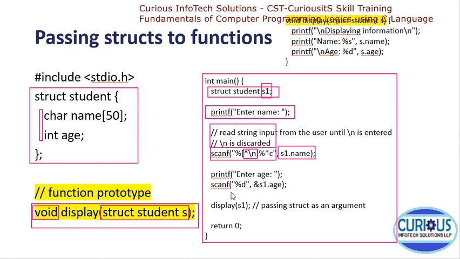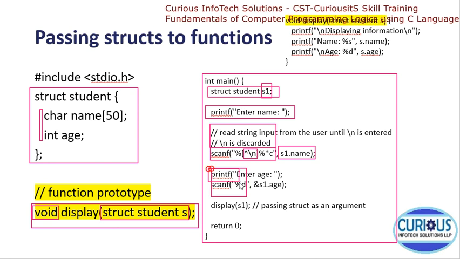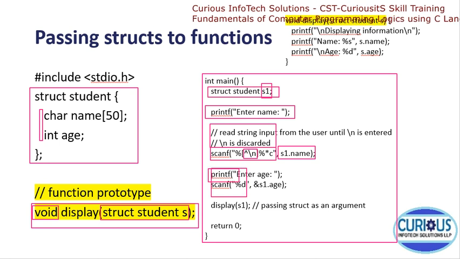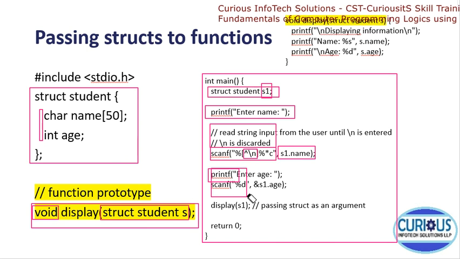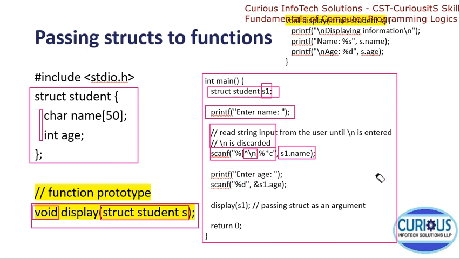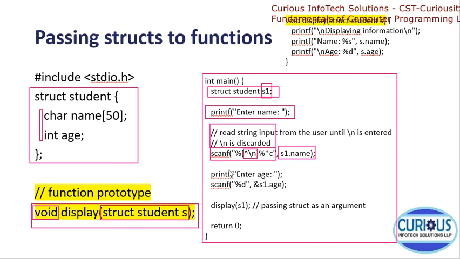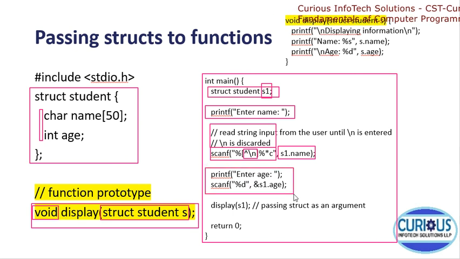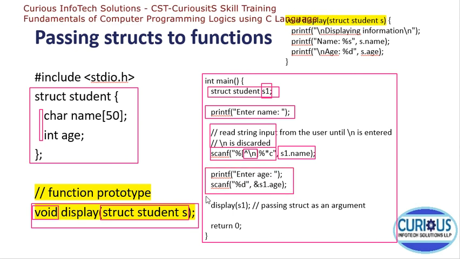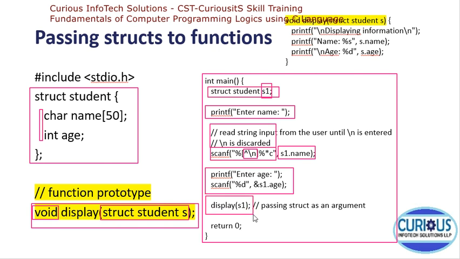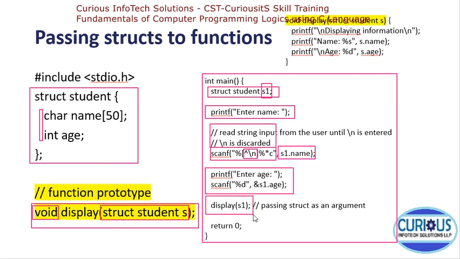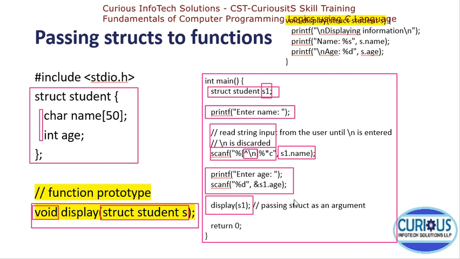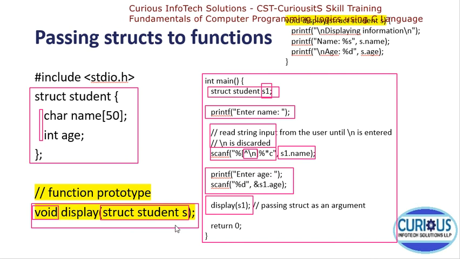Now similarly we will also read the age. So this is reading the age. Now we are displaying all this input data in the structure, so we have to pass the structure as an argument. Okay, we will pass it.